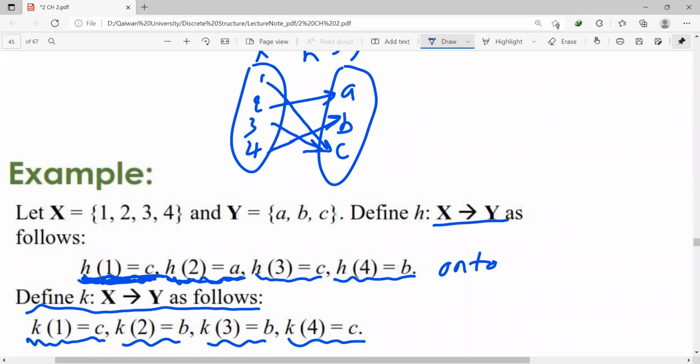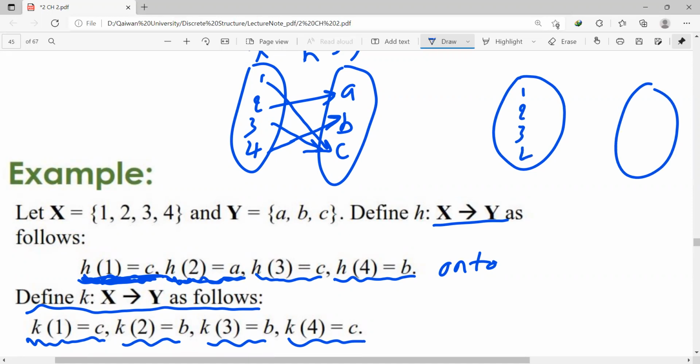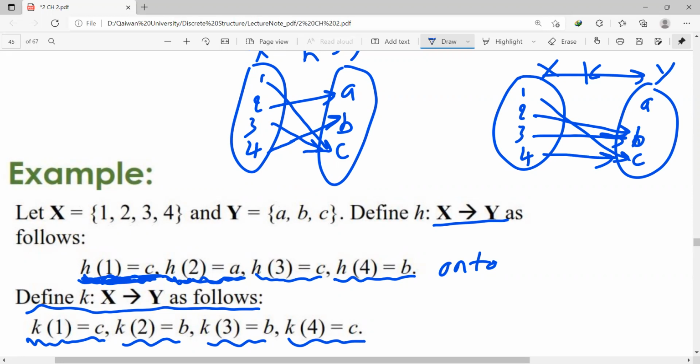Let's do the same for K. 1, 2, 3, and 4, A, B, and C. This is K from X to Y. K of 1 is C. K of 2 is B. K of 3 is B. K of 4 is C. Here we have A in Y, which is not image for any element of X. So it's not onto.